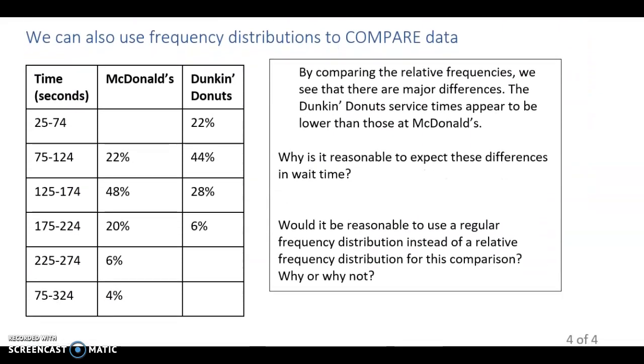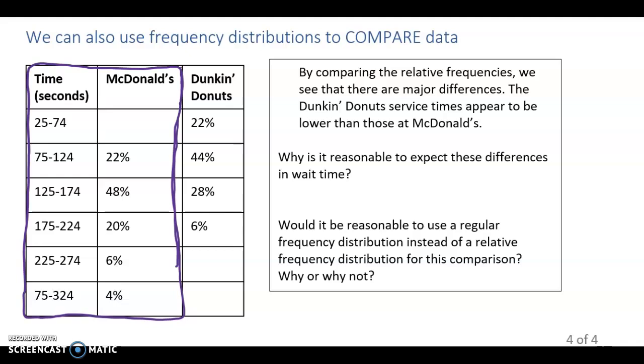We can also use frequency distributions to compare data. So we worked with our McDonald's example at the beginning of this section, and looking at the McDonald's example, you can see we have a relative frequency distribution here, just like the one we created before. But also now I've added a column of Dunkin' Donuts information for wait times at the drive-thru. And you can see the Dunkin' Donuts data sits between 25 and 224 seconds, while McDonald's data sits between 75 and 324 seconds. When we're comparing these relative frequencies, we see that there are some major differences.